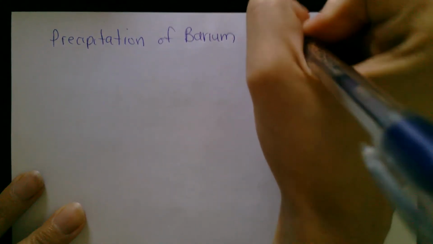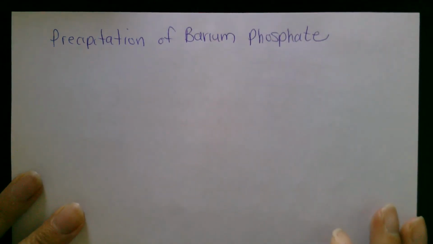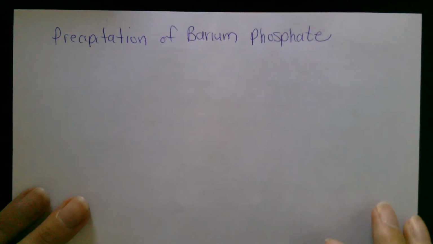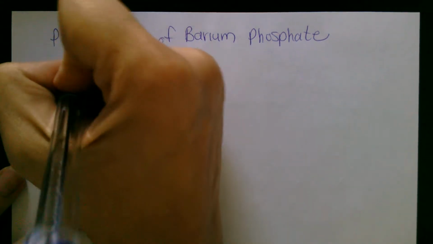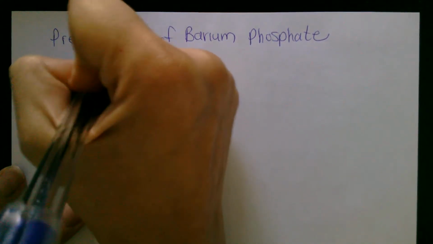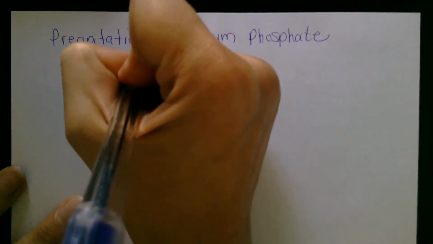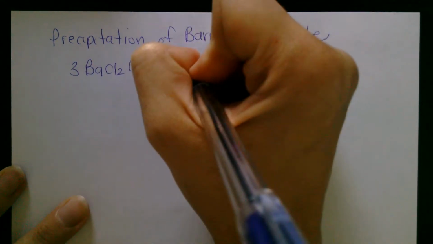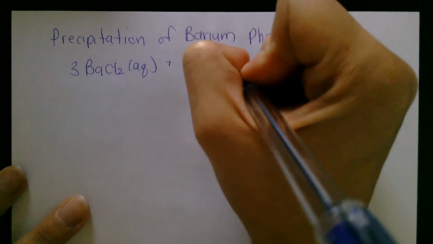To continue the solution stoichiometry portion of chapter 4, we're going to look at a precipitation reaction. So we're going to look at the precipitation of barium phosphate. For this, we're going to precipitate barium phosphate from a solution of barium chloride and a solution of sodium phosphate.